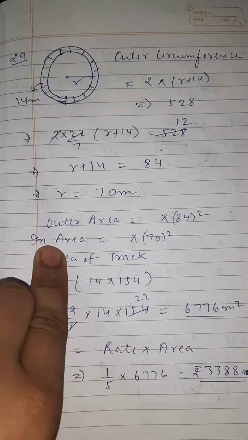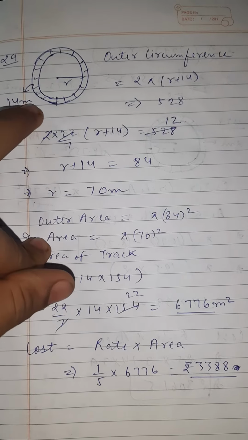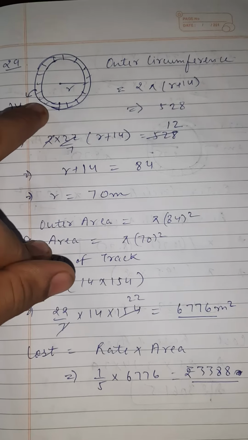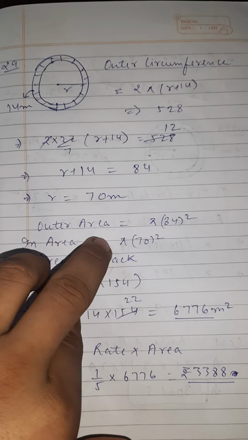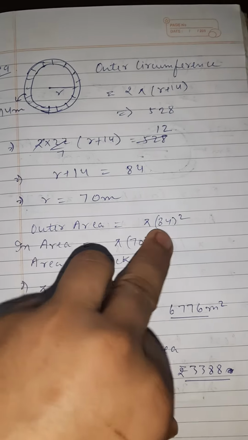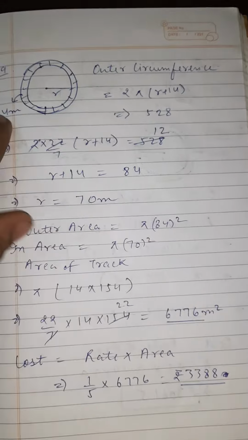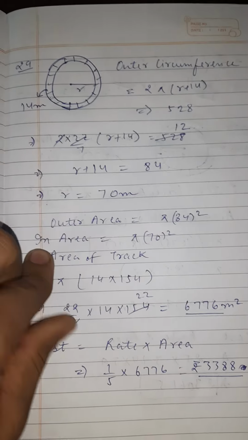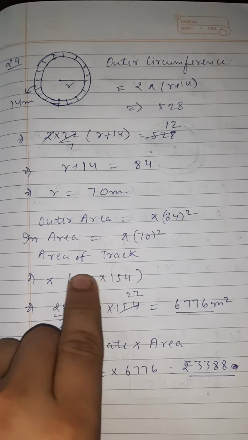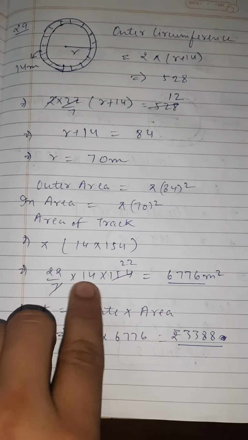So now for this region, we need to subtract the area of the small circle from the bigger circle. So first we will find the area of the bigger circle, which will be pi times 84 meters squared, as the width is also included in this, which is 14 meters, and for the inner circle it will be pi times 70 squared. So the area of the track will be the subtraction of these two.